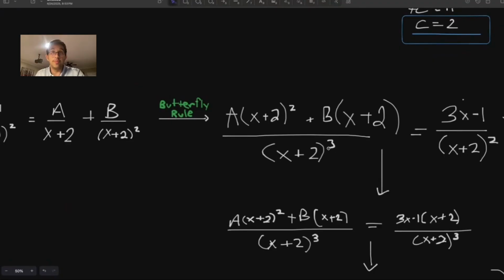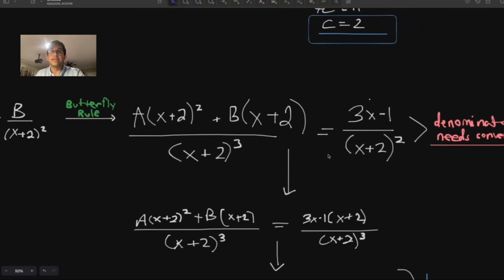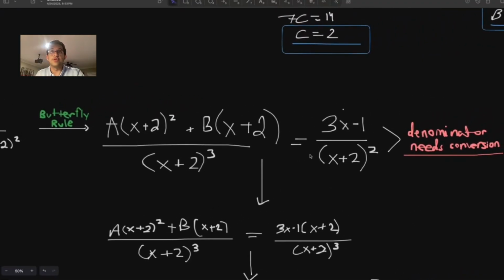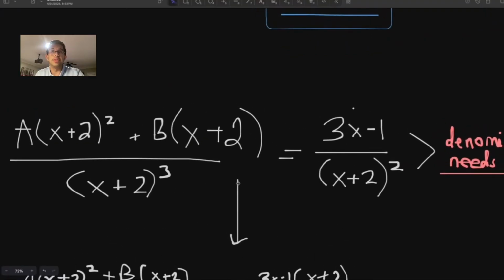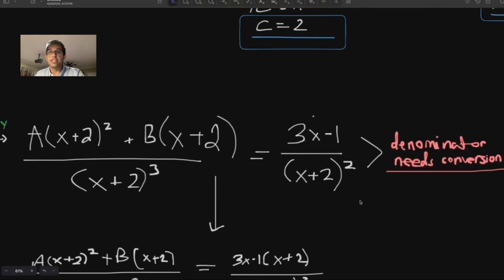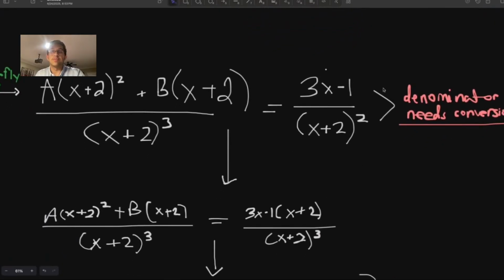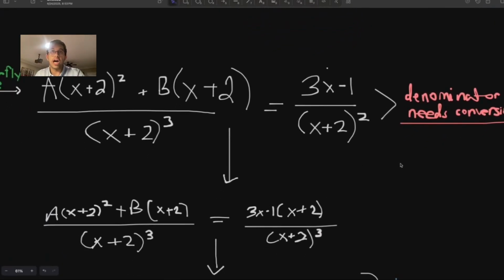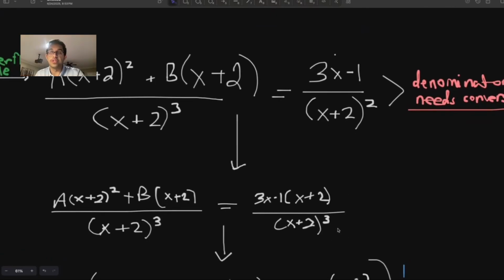x plus 2 cubed. The thing we want to realize here is the denominator, this is what we want to set it equal to, remember? But remember, we want to set the numerator equal to the numerator here. But that only works if the denominators are the same. We can't set it equal to this right now because the denominators are completely different things. One is x plus 2 squared, one is x plus 2 cubed. So what we're going to do is multiply this expression, 3x minus 1 over x plus 2 squared, times x plus 2, so that we can get that x plus 2 cubed in the denominator.